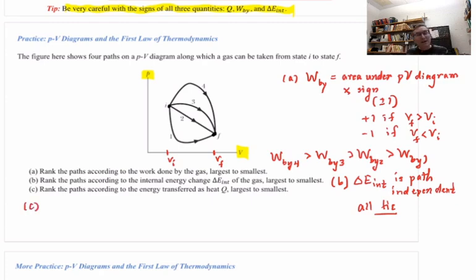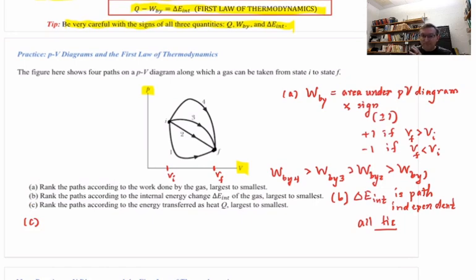Then we're left with part C. Rank the four paths according to the energy transferred as heat, Q, largest to smallest, worrying about positives and negatives too. Pause the video, think about it, and then come back.